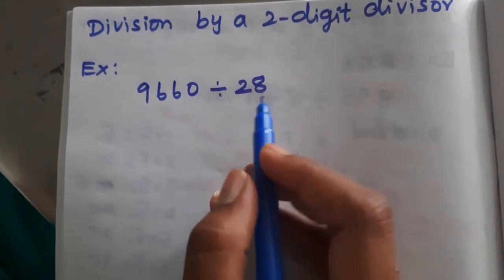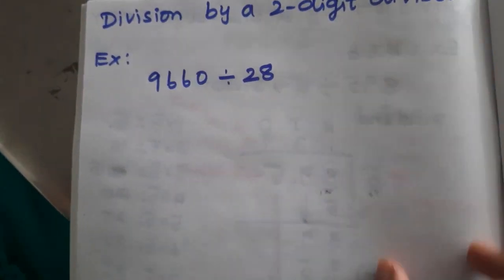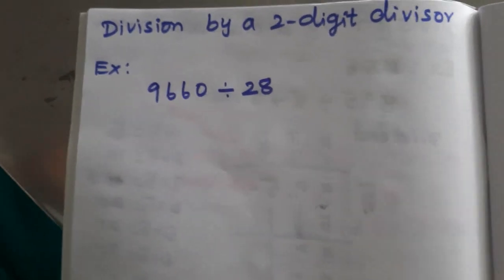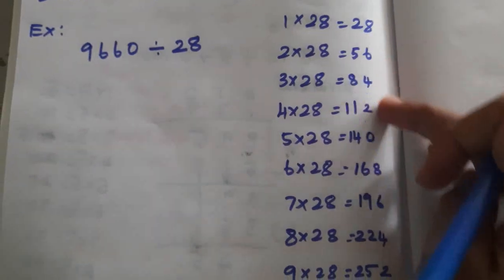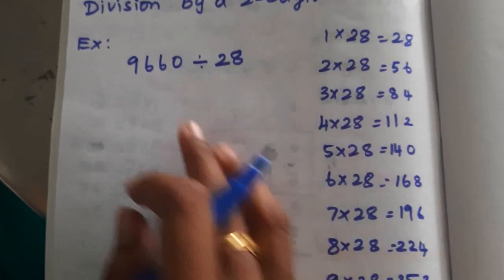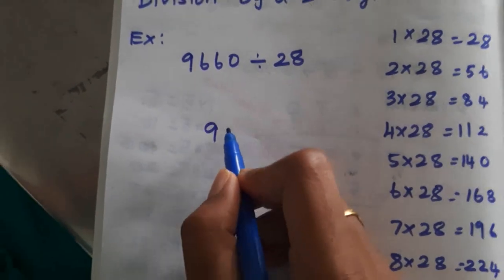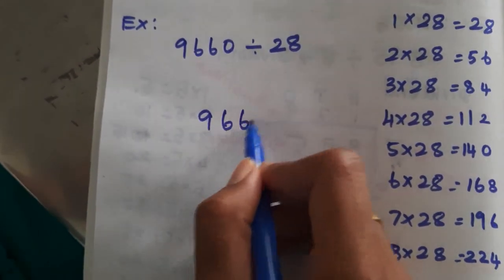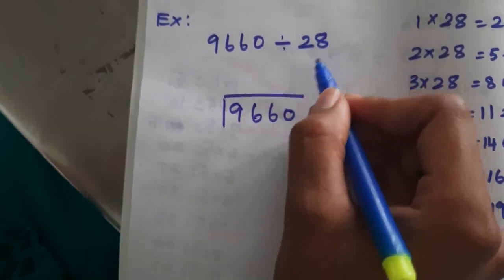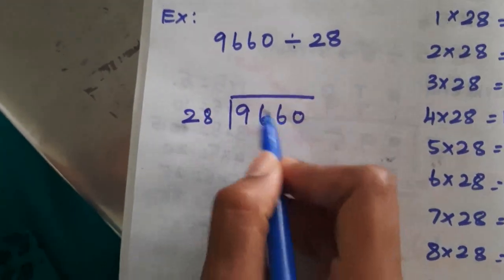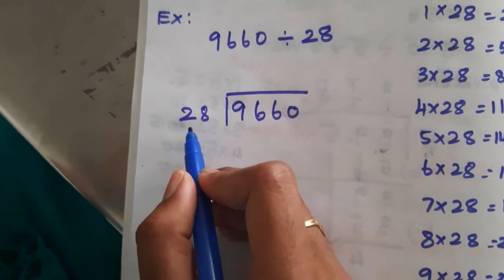Before you do the division sums, first you have to write the tables. Then it is easy for you. That's why I told you. So you have to write the 28 table first. Okay, then you have to do the sum. Listen carefully. 9660 is the dividend. Inside the box you should write it. The next one is the divisor. You have to write it outside of the box. Listen carefully.